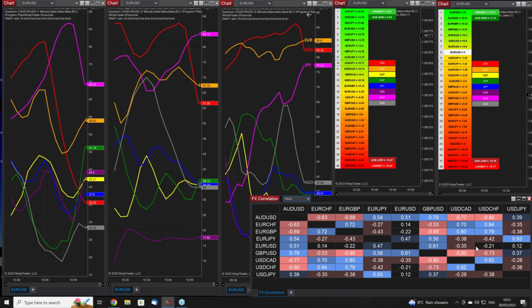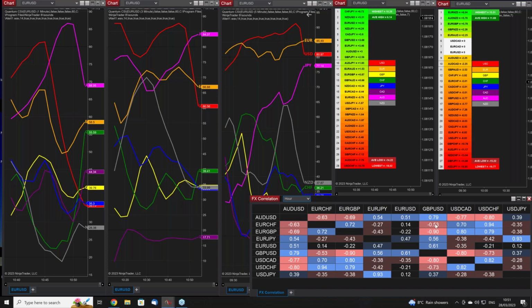Really no correlation there at all, and really no correlation there at all either, which is quite interesting because when you look at typically euro dollar and dollar Swiss, the correlation has always been very close, they correlate inversely, but there's very little there at the moment. So it's just an interesting tool, and the point is that correlations come and go the whole time.